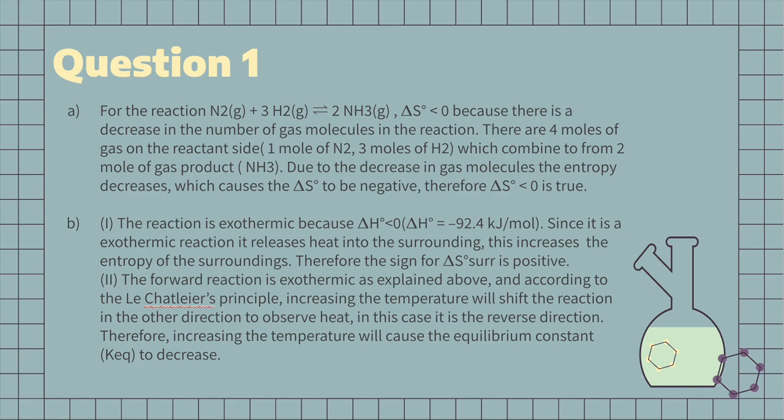The forward reaction is exothermic, as explained above, and according to Le Chatelier's principle, increasing the temperature will shift the reaction in the other direction to absorb heat. In this case, that is the reverse direction. Therefore, increasing the temperature will cause the equilibrium constant to decrease.